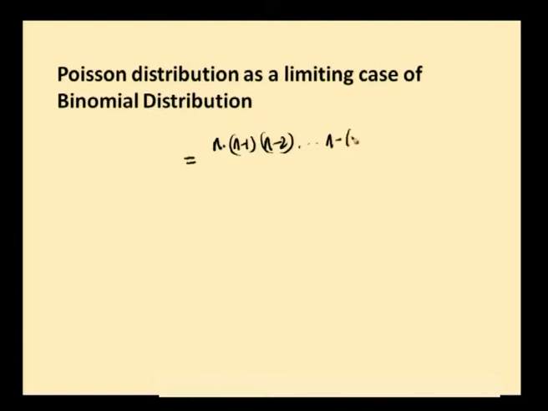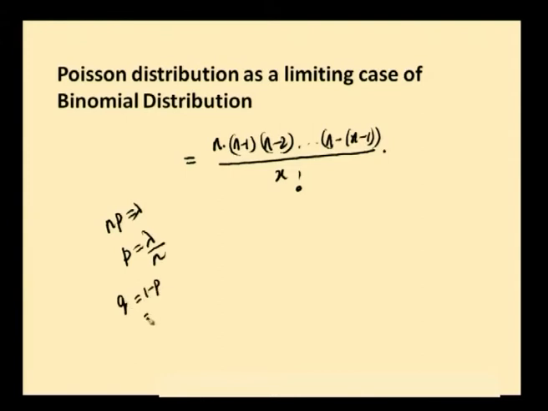So, this nCx, n factorial by (n minus x) factorial together, is written as n into (n minus 1) into (n minus 2) etc. up to (n minus (x minus 1)), divided by x factorial, into p power x q power n minus x. But what is p? We have taken np equal to lambda. So, p is equal to lambda divided by n and q is equal to 1 minus p, so this will be 1 minus lambda by n. In the place of p I am going to put lambda by n whole power x, into (1 minus lambda by n) whole power n minus x.